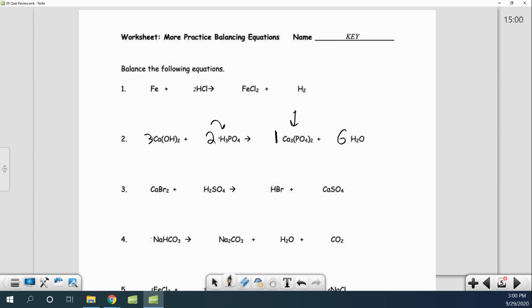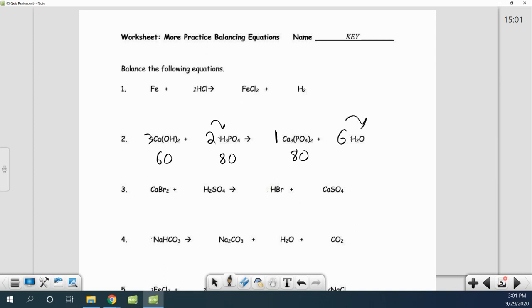I need to check my oxygens. 3 sets of 2 gives me 6 oxygens. 2 sets of 4 give me 8 oxygens, which I know should be balanced over here because I balanced PO4 together. So if I had 2 sets of 4 here, I made 2 sets of 4 on the other side. So that's why it's nice to move your polyatomics together. They make the last balancing easier. Anyway, 6 oxygens, 8 oxygens.